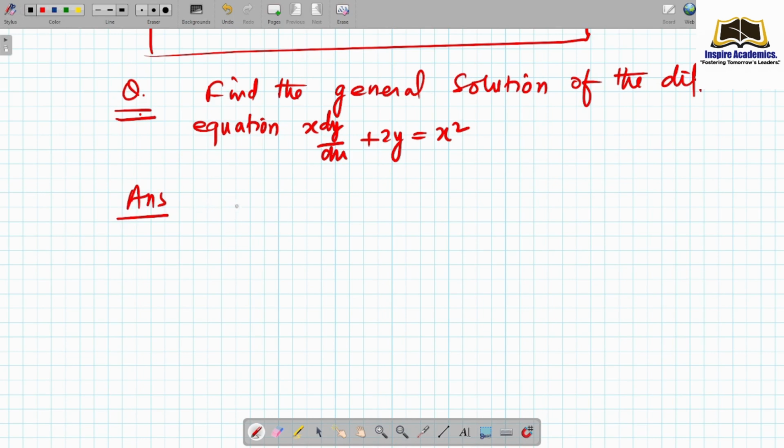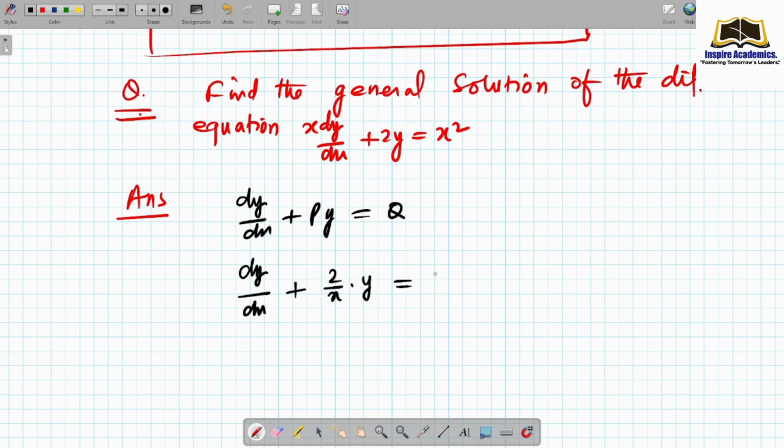So what is my step 1? Write down dy by dx plus py equal to q. And here my actual equation is dy by dx plus 2 by x times y equal to x. Am I correct? Yes, sir. Okay? So what is my p? P is 2 by x, and what is q? It is simply x.